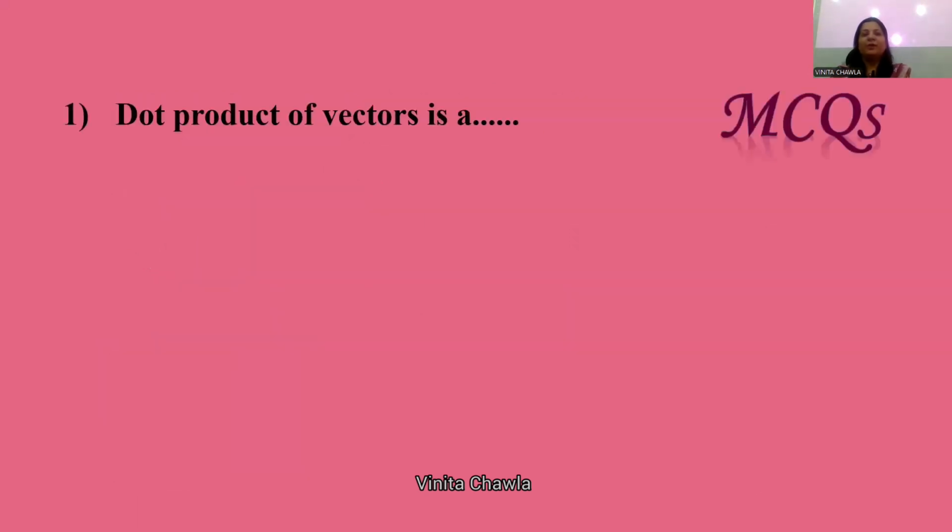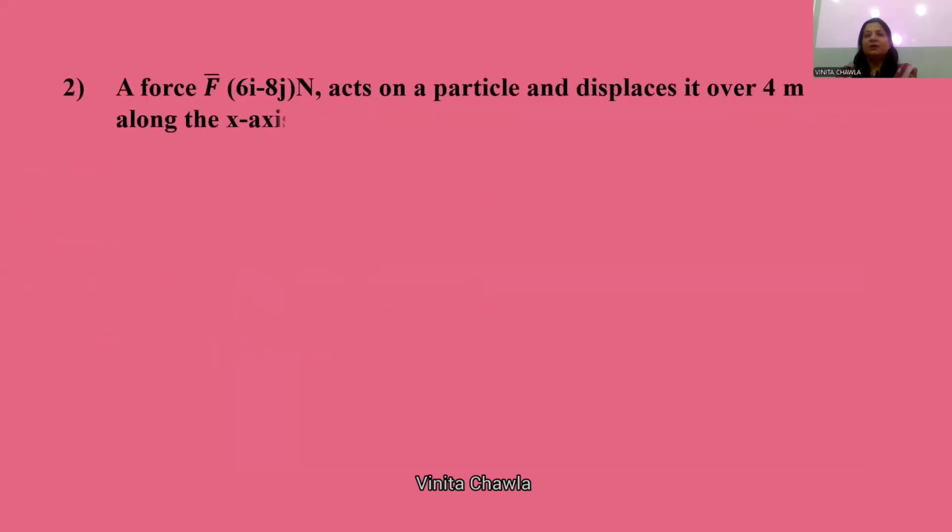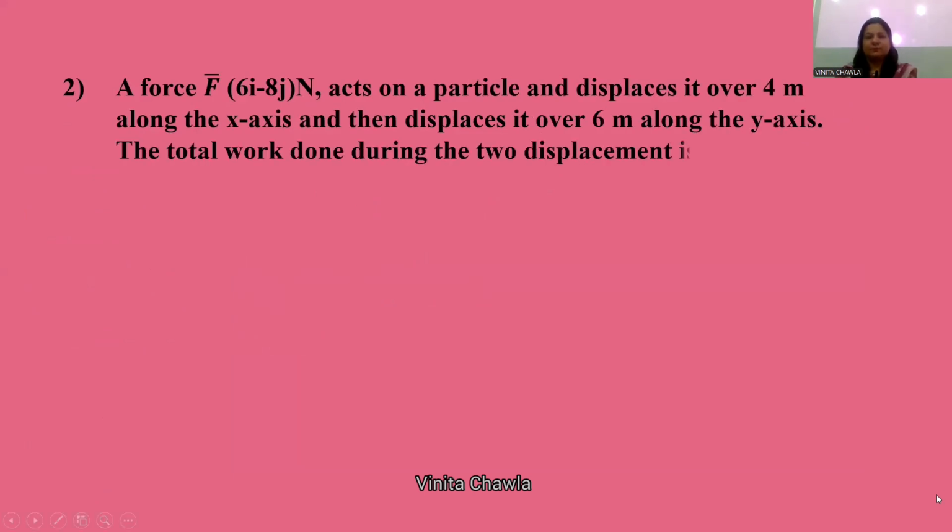Dot product of vectors is a vector, scalar, tensor, none of the above. It's a scalar quantity. A force F acts on a particle and displaces it over. You have to find work done.